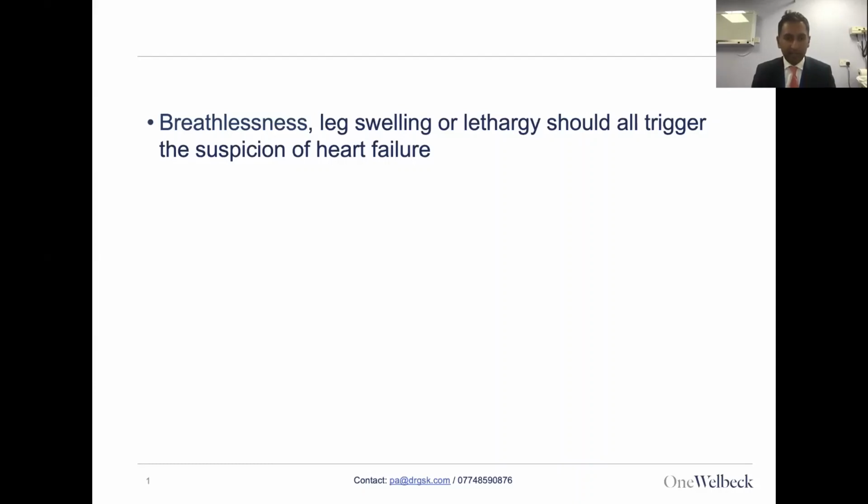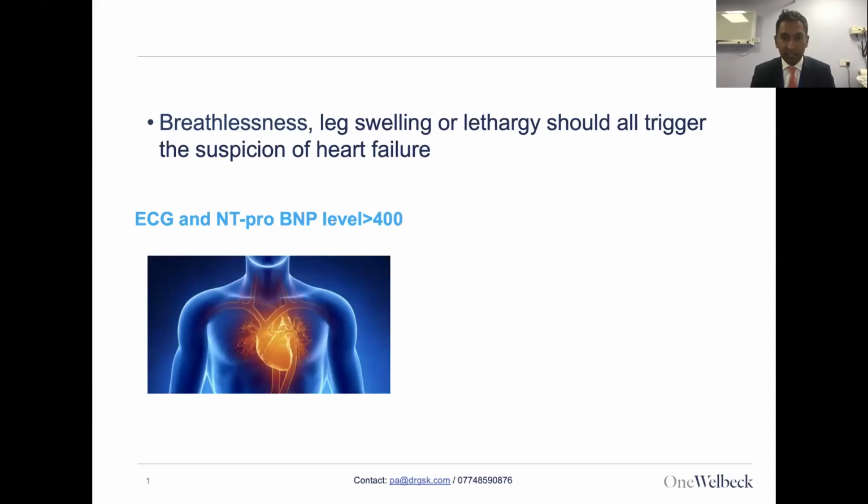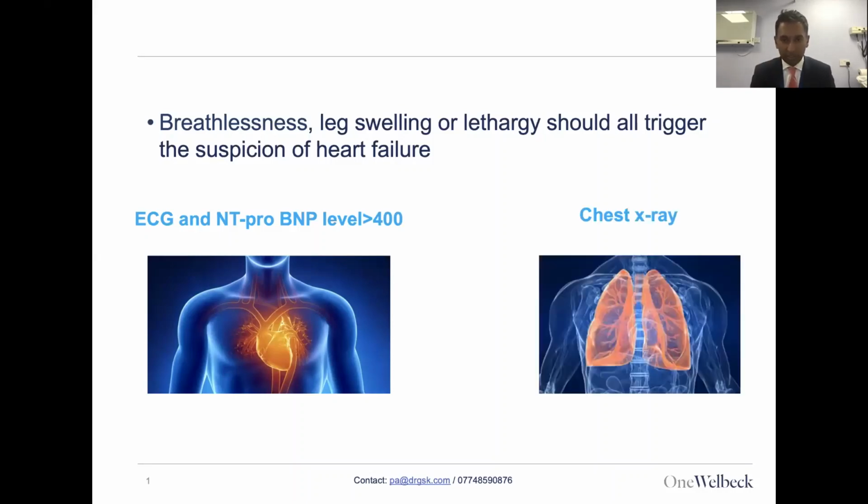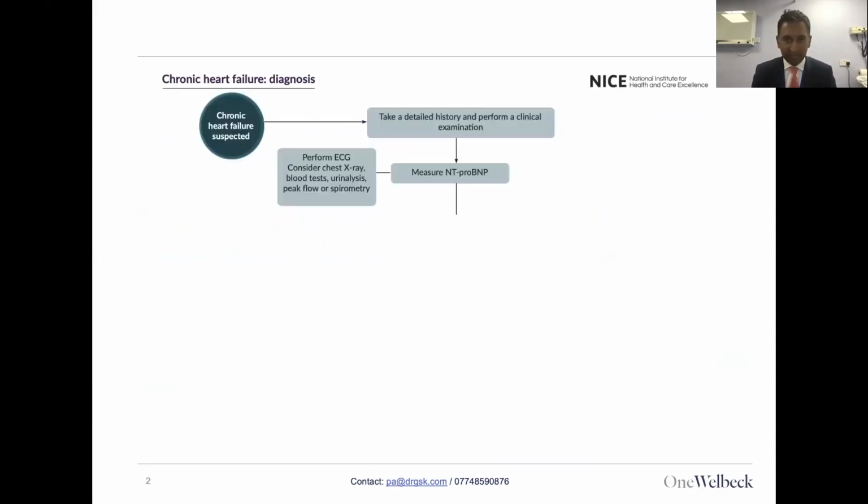The first test to think about, of course, beyond the clinical examination, the first objective tests to look at are an ECG and an NT-proBNP level. NT-proBNP is better than a standard BNP because it's more sensitive. Essentially an NT-proBNP of over 400 should trigger the suspicion of heart failure, together with, of course, an abnormal ECG. In terms of your investigation of the breathlessness side of things, of course, you're going to do a chest X-ray as well. And again, those key things are really what NICE have said in their new guidance.